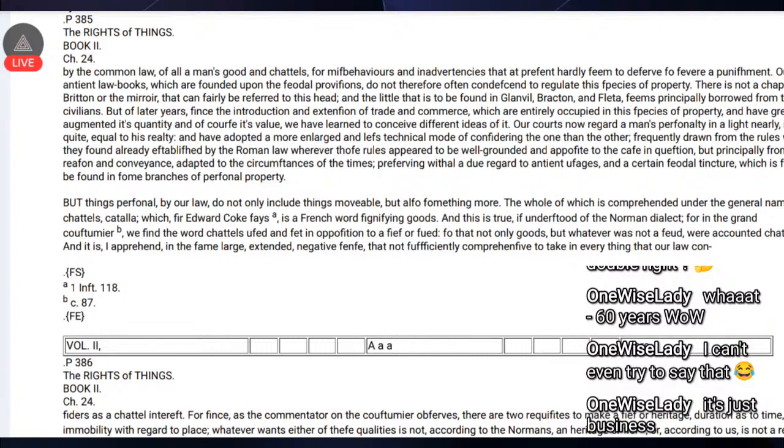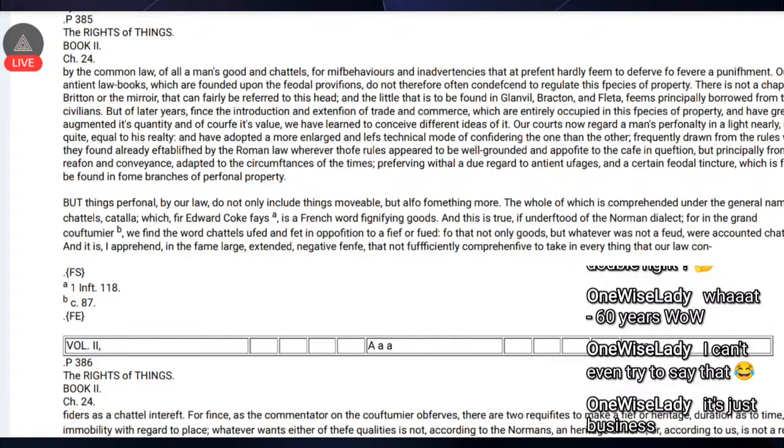Our ancient law books, which are founded upon the feudal provisions, do not therefore often condescend to regulate this species of property. There is not a chapter in the Britton or the Mirror that can fairly be referred to this head, and the little that is to be found in Glanvill, Bracton, and Fleta seems principally borrowed from the civilians. But of later years, since the introduction and extension of trade and commerce, which are entirely occupied in this species of property, and have greatly augmented its quantity and, of course, its value, we have learned to conceive different ideas of it.